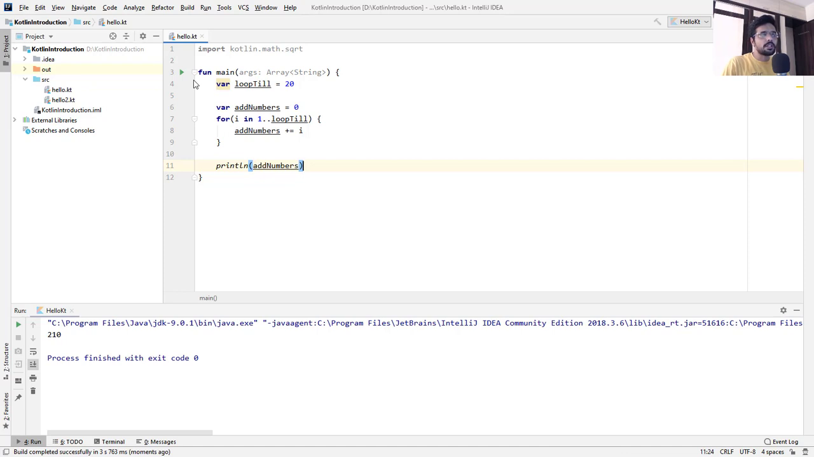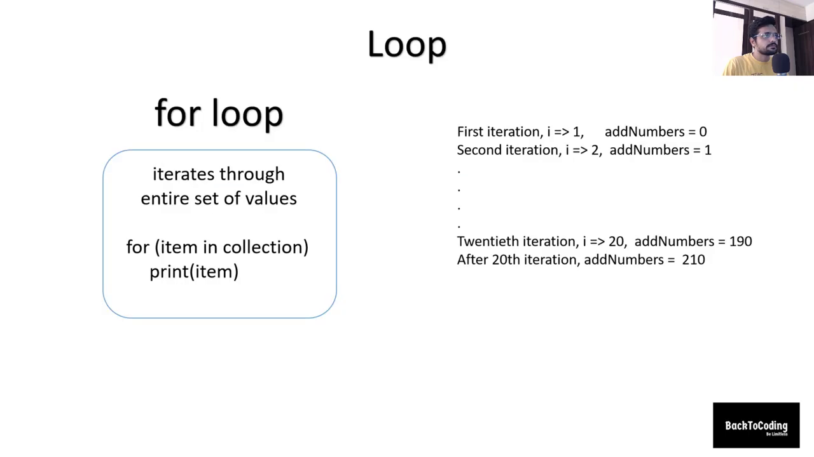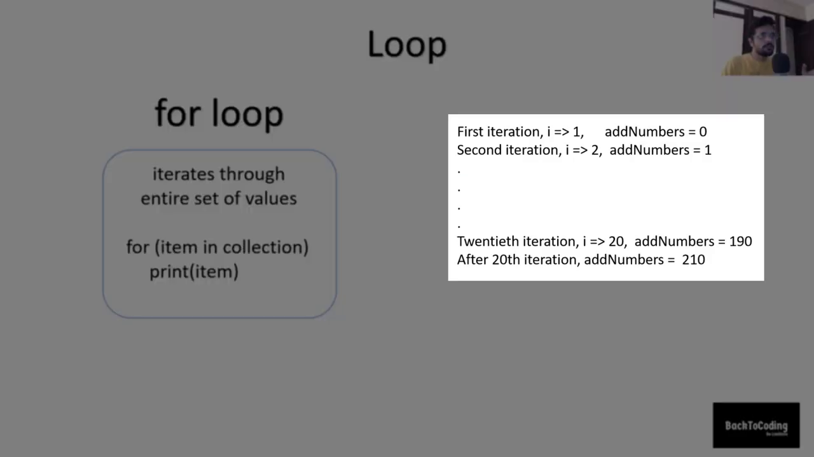as we can see here, the loop has worked properly and we have got our answer. Here what exactly is happening is, with the help of for loop, we go through the range starting with 1 till the value of the variable loop till, which in our case is 20. So in the first iteration, I's value will be 1, and for each iteration, that is for each cycle, the value of I will be incremented by 1. Until it is equal to the value of loop till, and then it will be finished. And inside the loop, we are adding the value of I to the add numbers variable. So addition goes like 1 plus 2 plus 3 plus till 20, which is 210, as we are getting here.